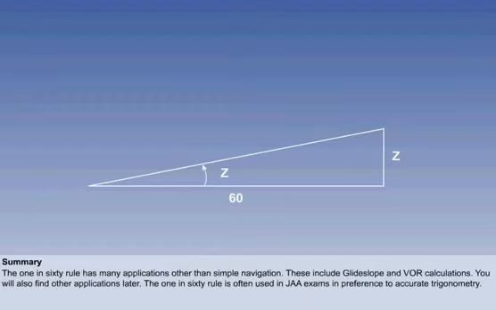We have seen that the 1 in 60 rule has many applications, other than simple navigation, and that these included glide slope and VOR calculations. You will also find other applications later. For instance, in radio navigation, it can be used in conjunction with the elevation angle of an airborne weather radar, and the range of a weather return to find the height at the top of the weather. The 1 in 60 rule is much loved by examiners, and in JAA questions is often used in preference to accurate trigonometry.